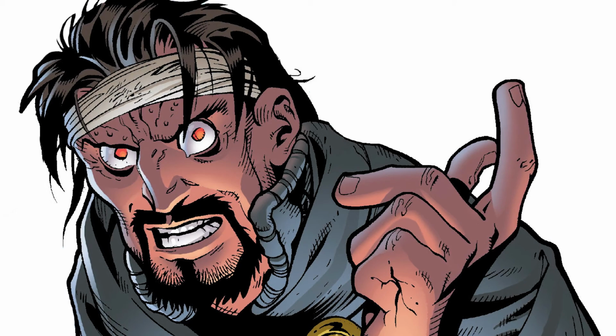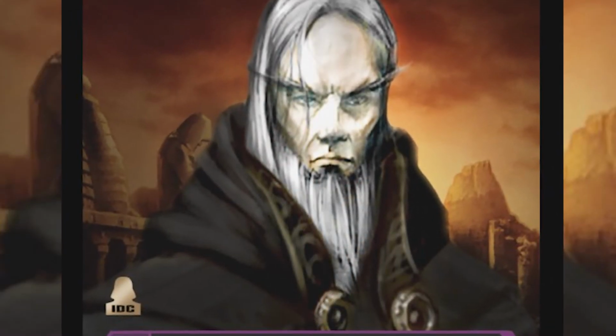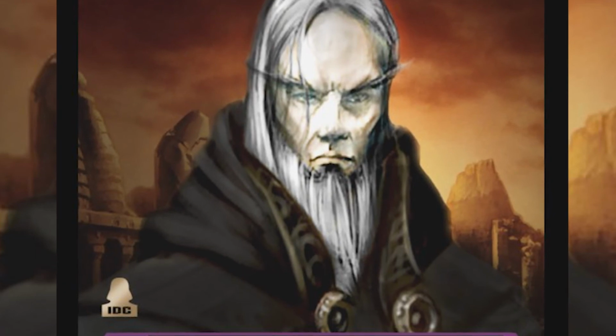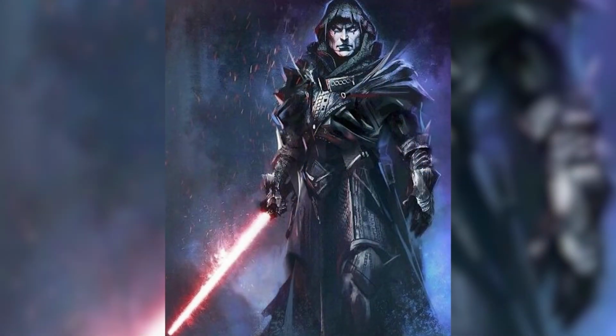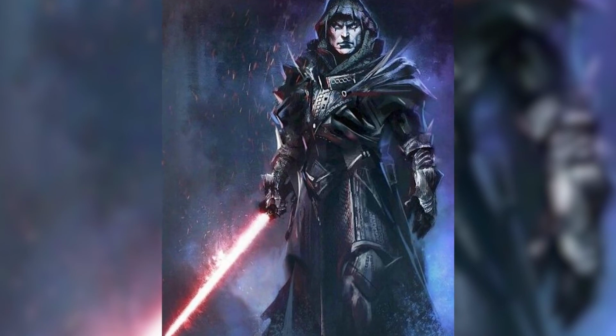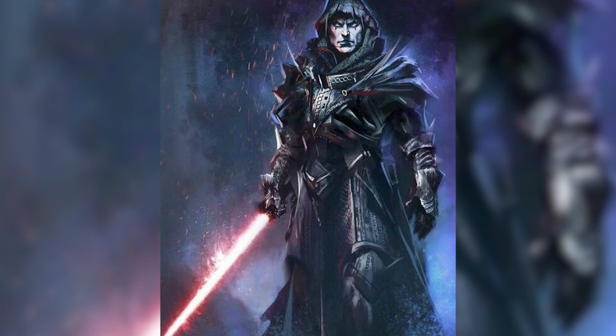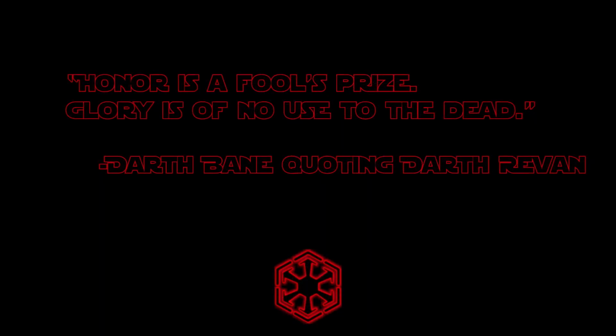All Sith followed, except for Bane and Cortus, who revealed to Bane his intent to join Bane's vision and rule the Brotherhood at Bane's side. Bane was initially intrigued by Cortus's proposal, but was disgusted by the Dark Lord's small-minded desire to perpetuate the Brotherhood. Bane rebuked Cortus, then choked him to death with the Force. Honor is a fool's prize. Glory is of no use to the dead.